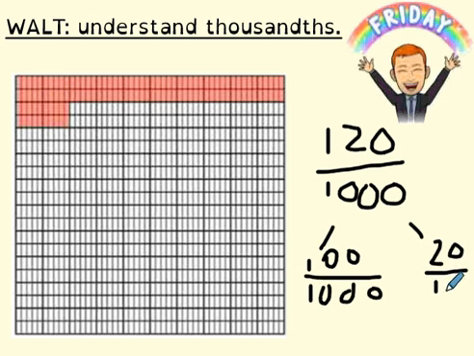So if I was writing that as a decimal, I haven't got any full square shaded in, so it would be 0.12. It'd be 0.12 because I've got 1/10 shaded in. I've got 2/100ths shaded in. And I've got no further individual thousandths shaded in. In total, I've got 120 thousandths.